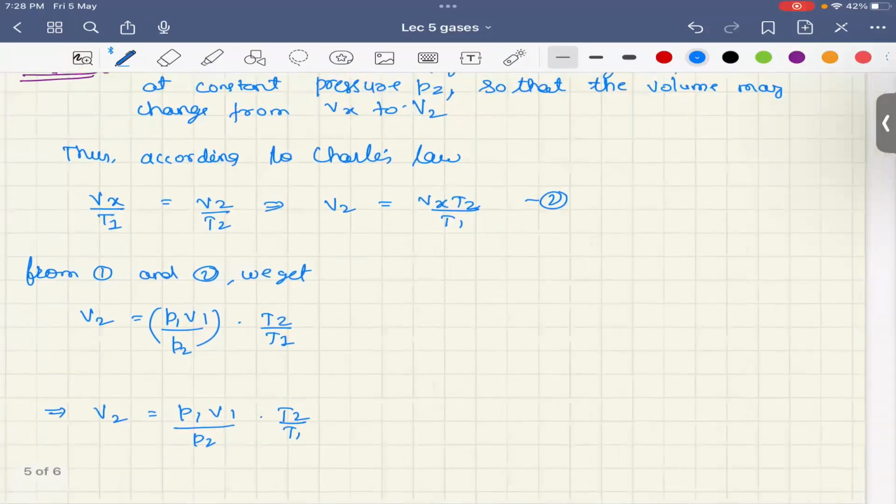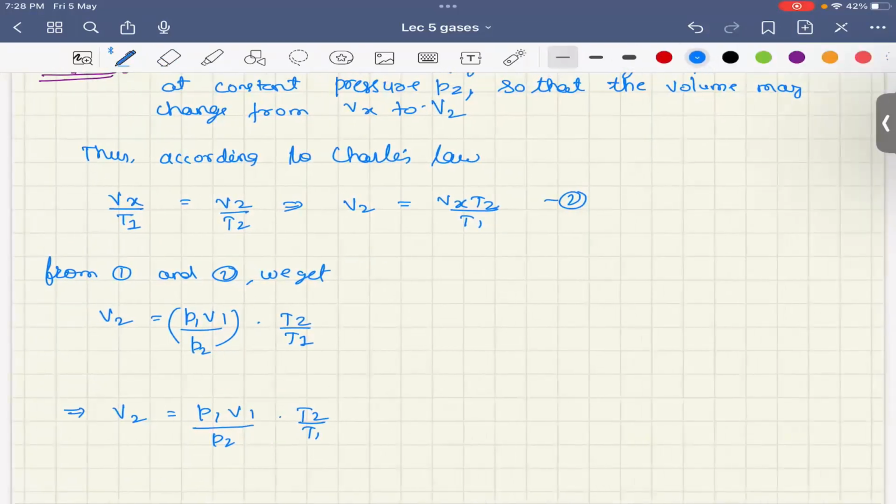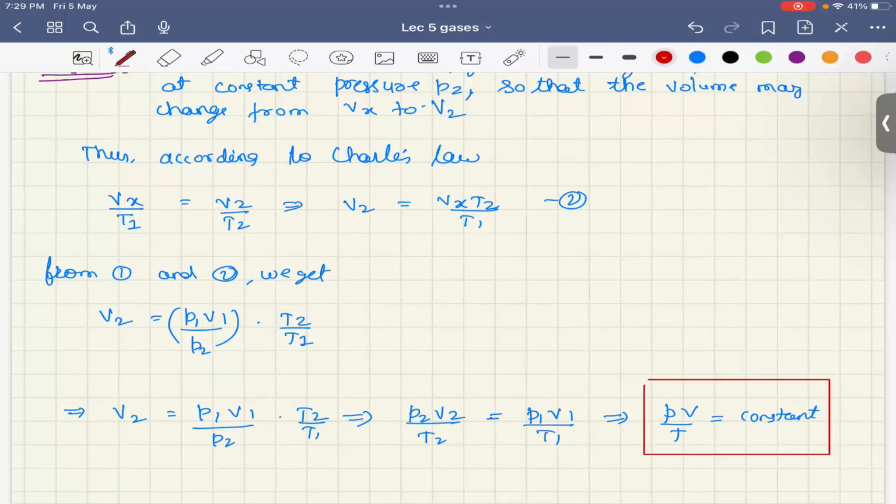Which implies, we are going to collect the terms of one on the other side. So we take this pressure from here to here, and similarly this temperature from here to here. What we get is P2 V2 by T2 is equal to P1 V1 by T1. In other words, PV by T is going to remain constant, right?